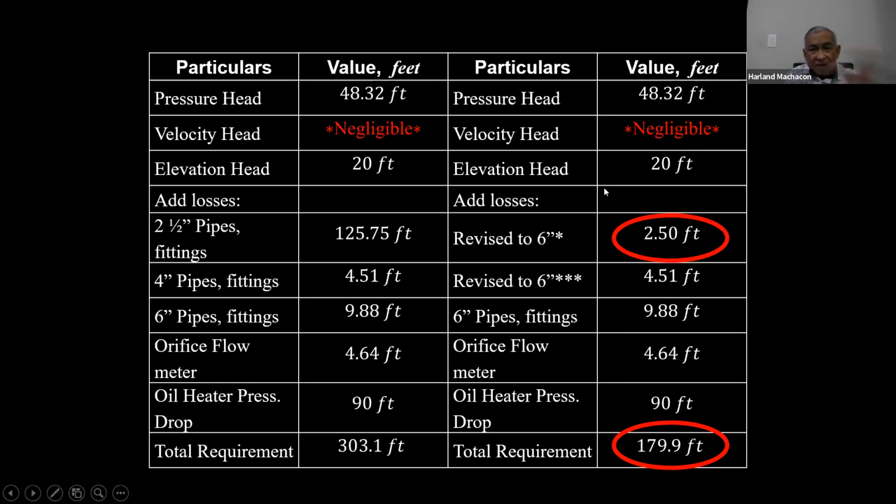So we will tabulate both situations. The original setup versus the revised setup. Original setup, 2.5-inch pipe diameter, to 6-inch diameter here. See the improvement of the head loss from 125.75 feet here to now 2.5 feet. And of course, it affects your total requirement. So it is now 179.9 or roughly 180 feet.